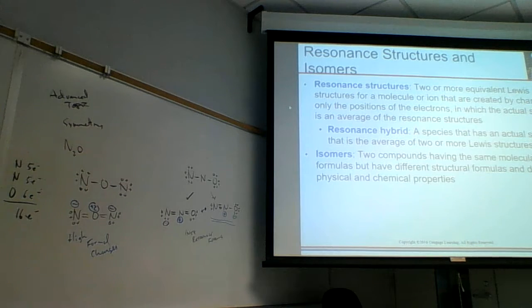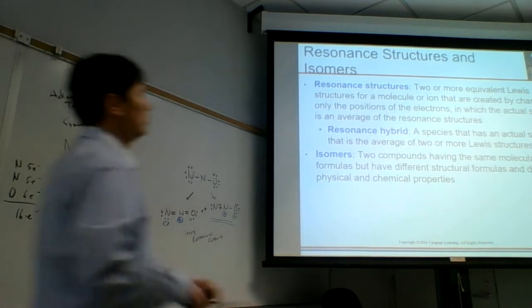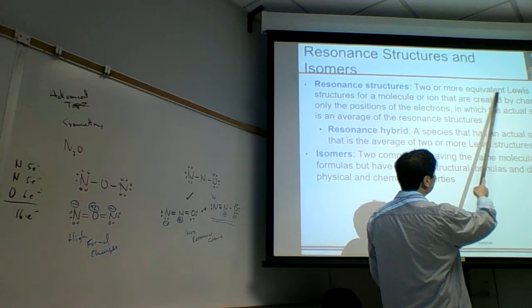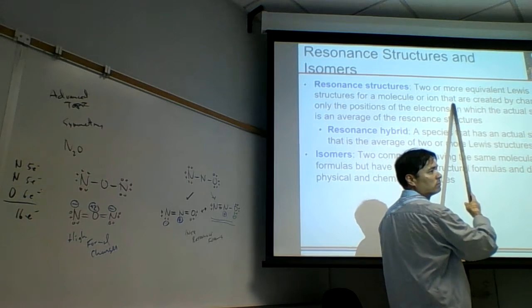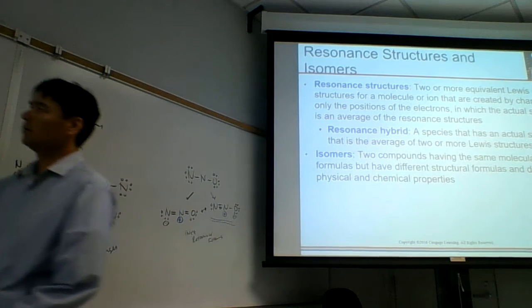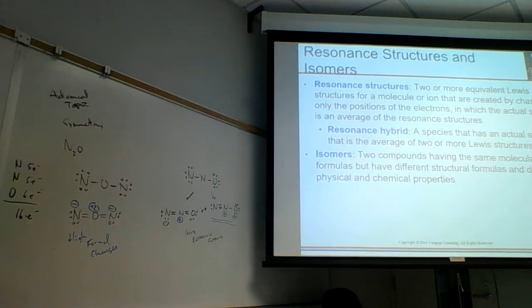And so it says here, resonance structures, two or more equivalent. This should be modified: two or more equivalent or near equivalent Lewis structures. The other Lewis structures that we generated when we put the double bond over here, that was so high up in energy we could automatically eliminate it. That wasn't anywhere near equivalent. It was significantly higher in energy.